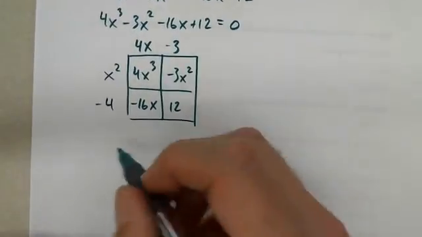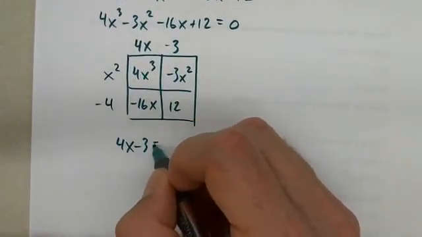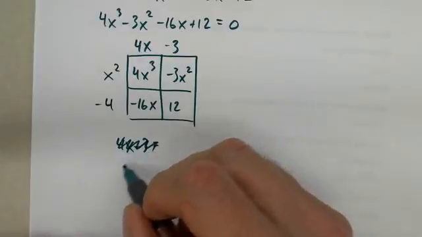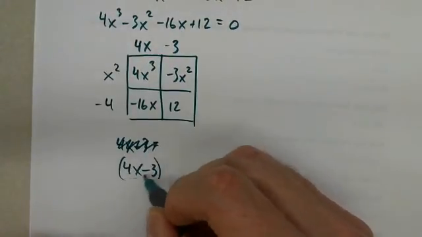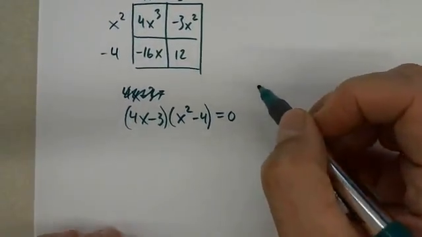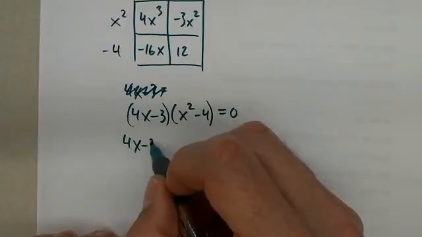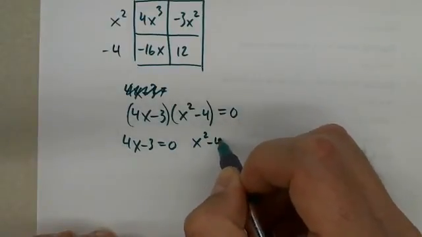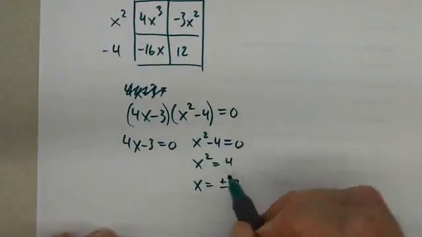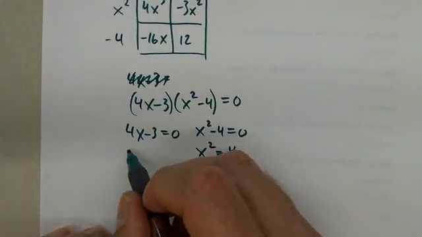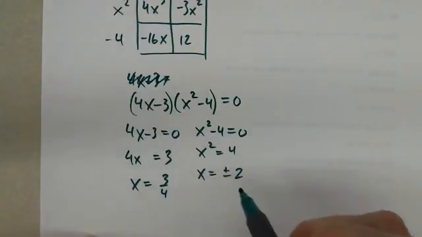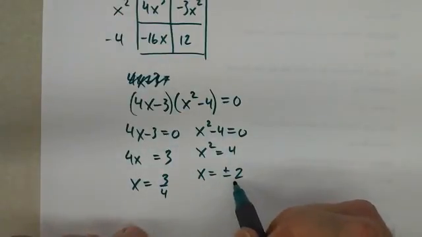And then we have 4x minus 3 equals, let's not write that yet. 4x minus 3 times x squared minus 4 equals 0. Do the square root of both sides and we get that. And we get 3/4 and positive or negative 2.